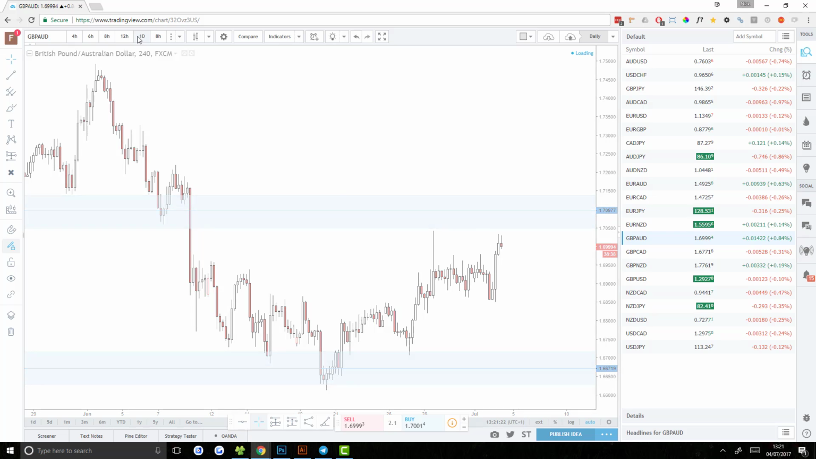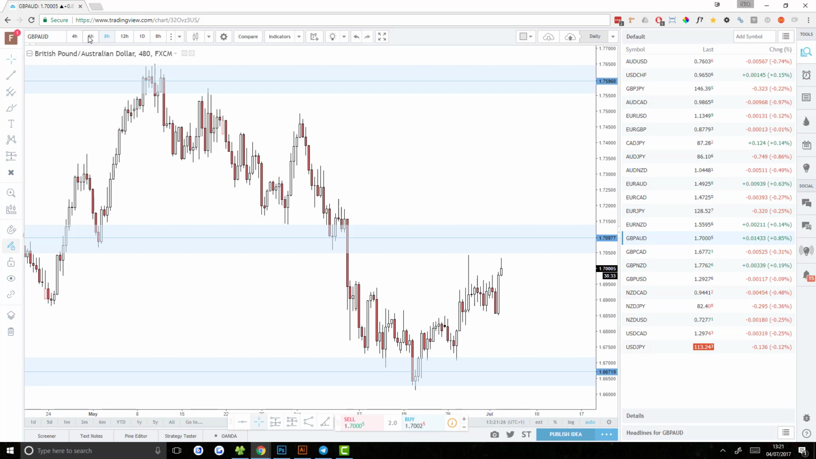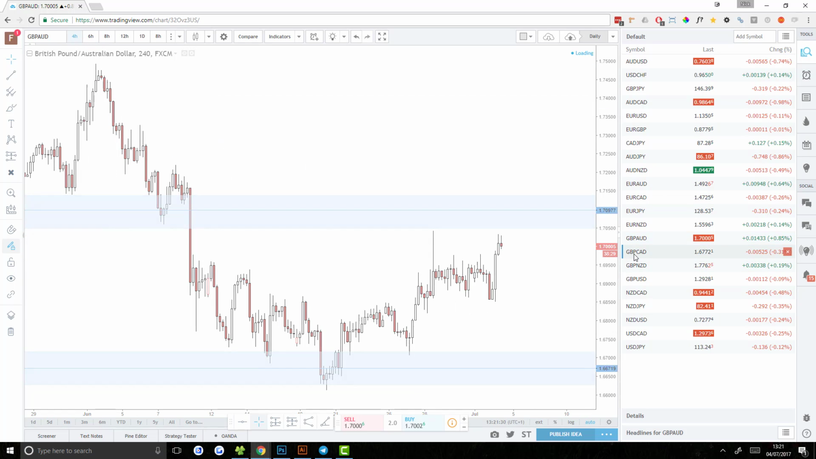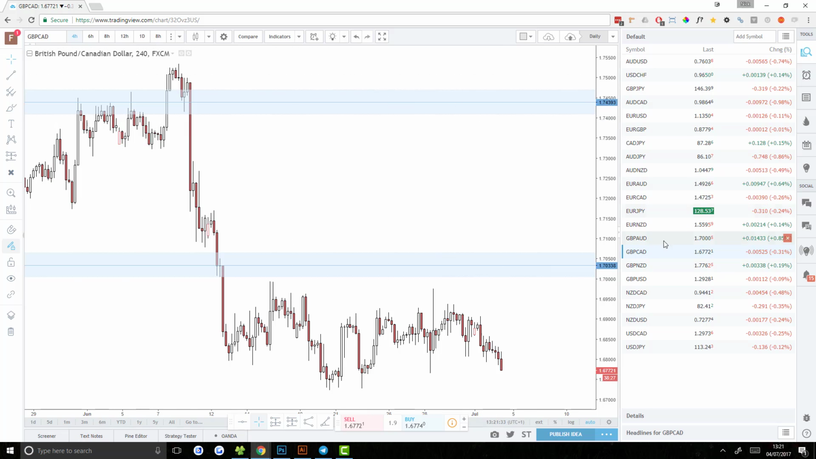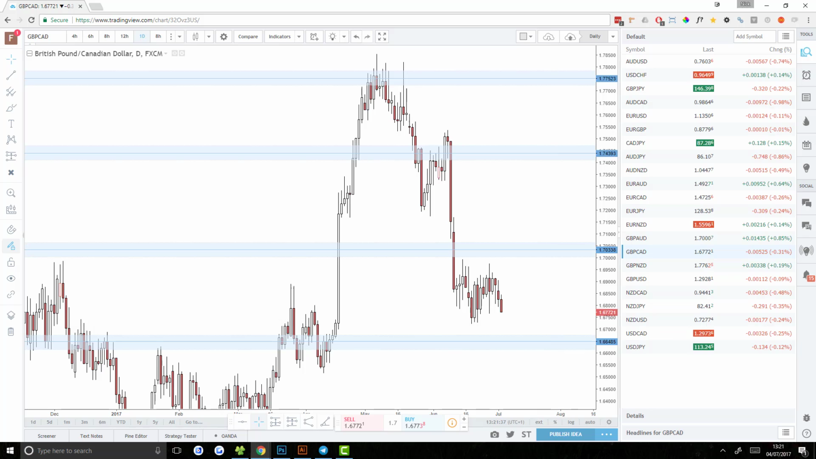GBP AUD, in between support and resistance right now, so there's nothing that I would be tempted to trade at the moment. GBP CAD, again in between support and resistance areas, has been ranging. This tight range that we've been seeing on a lot of pairs is just getting very annoying. I mean, there's traders who will trade range breaks, stuff like that, but range breaks aren't really my thing.